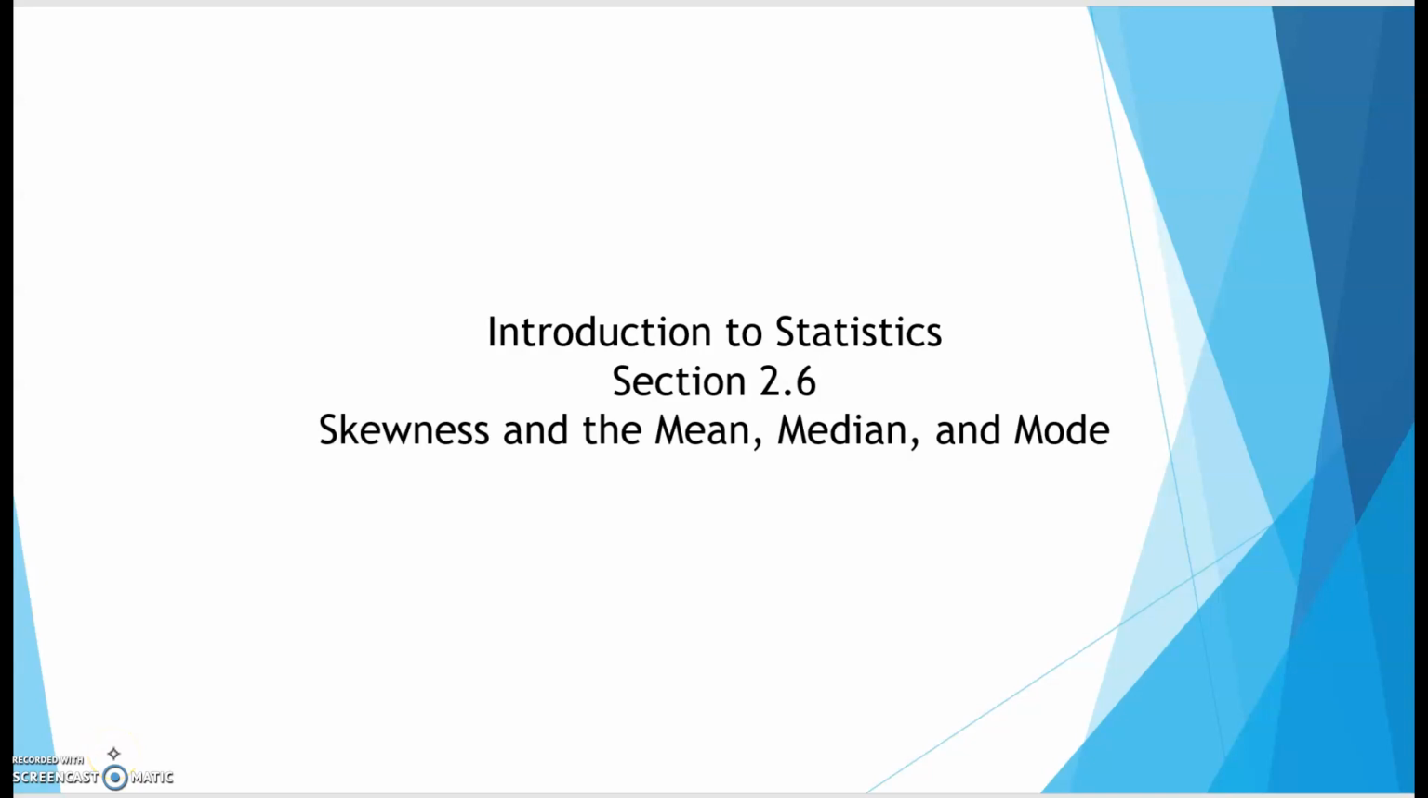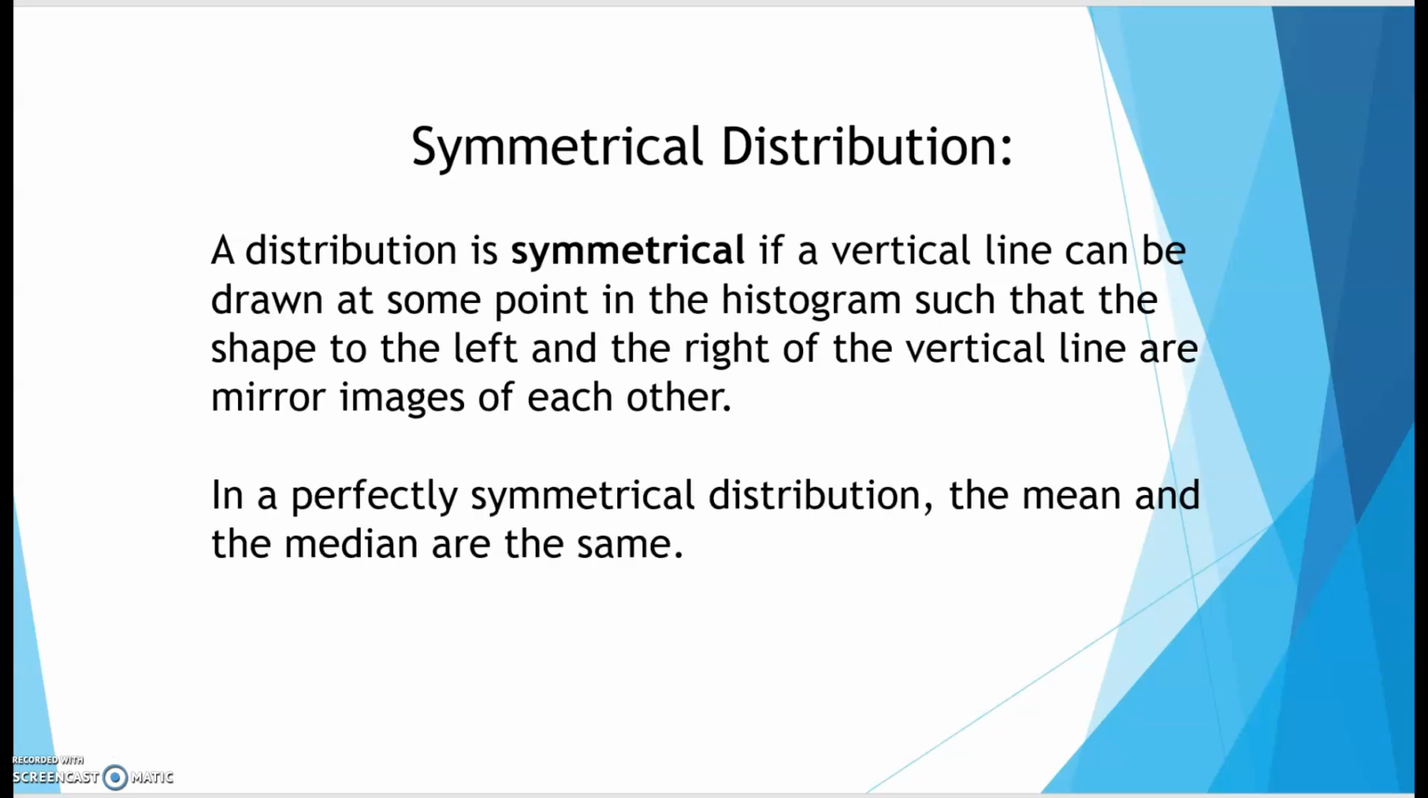All right, section 2.6, we're going to talk about skewness with the mean and the median. We're not going to worry about the mode. So symmetrical: basically, if I can draw a line in the middle and it's a mirror image of each other, then it's symmetrical. But you've got to notice this wording right here, perfectly symmetrical distribution. That's when your mean and your median are going to be exactly the same number.